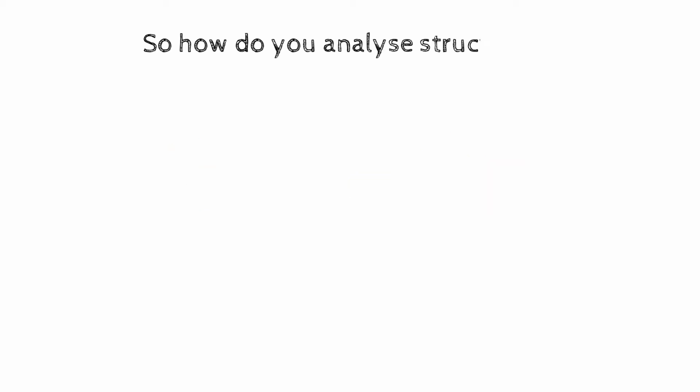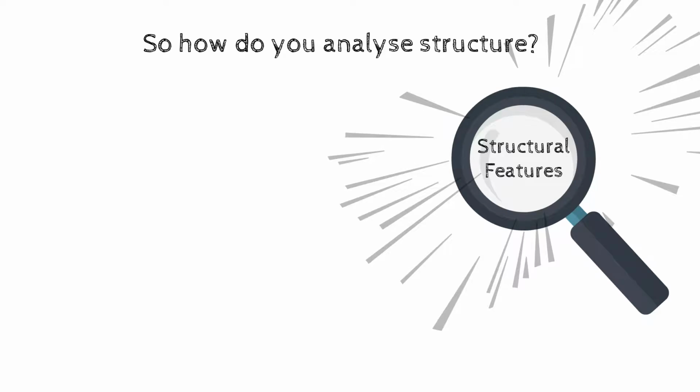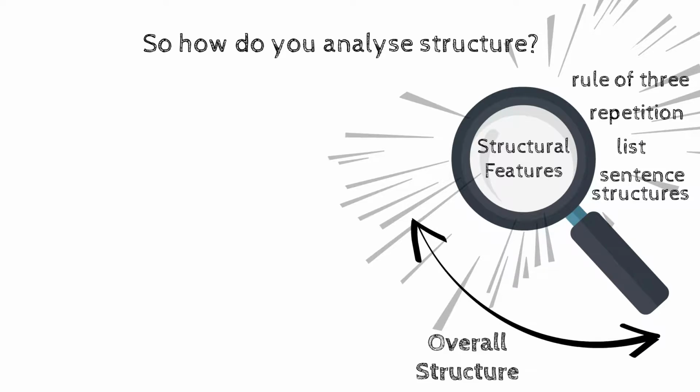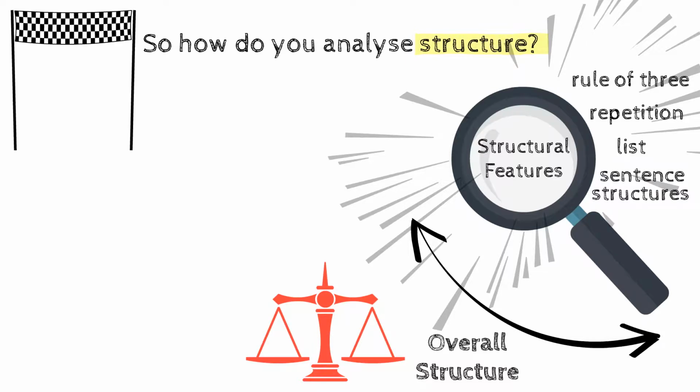So how do you analyse structure? Well, firstly, you need to be able to spot structural features and identify the effect that they have. Most readers can identify a list, a rule of 3, or repetition, but you also need to be thinking about sentence structures and the overall structure of the extract. Ideally, you would have a fairly balanced analysis of both language and structure, but it is vital that you have at least 1 paragraph analysing the effects of structure. It is recommended that you start with the structural analysis because students often run out of time or forget about it and only analyse language, and this would stop you getting higher marks in the exam.